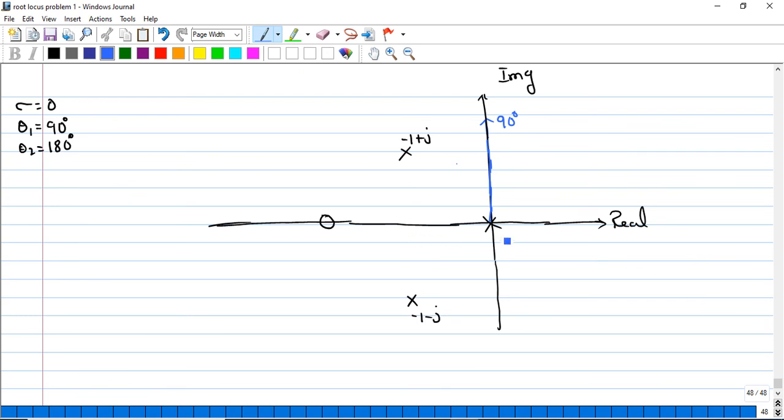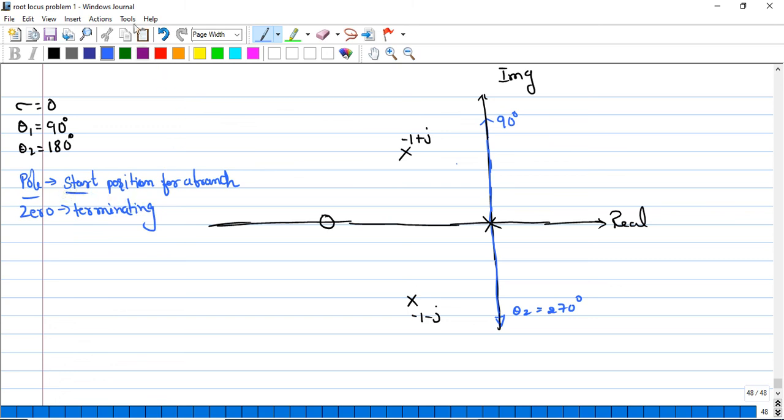Okay, so this particular one will be theta 2, that is 270 degrees. So with respect to the centroid, I have marked the guidelines. That is done. And remember, always the pole will be the start position for a branch, and the zero will be the terminating position.